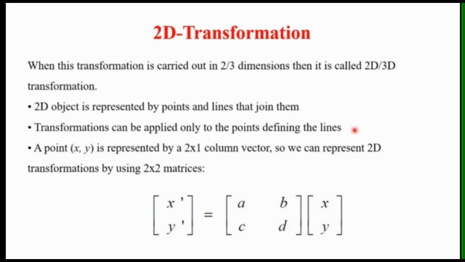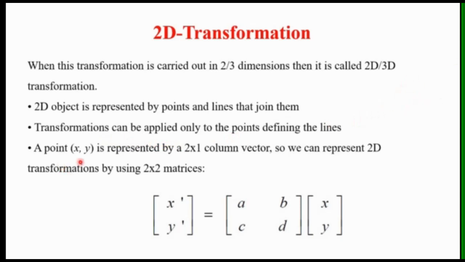When this transformation is carried out in two dimensions, it is called 2D transformation, and when it is carried out in three dimensions or three coordinate system, that is x, y, z, it is called a 3D transformation. Then a 2D object is represented by points and lines or curves, then join them. These transformations can be applied only to the points defining the lines, in two dimensions only.